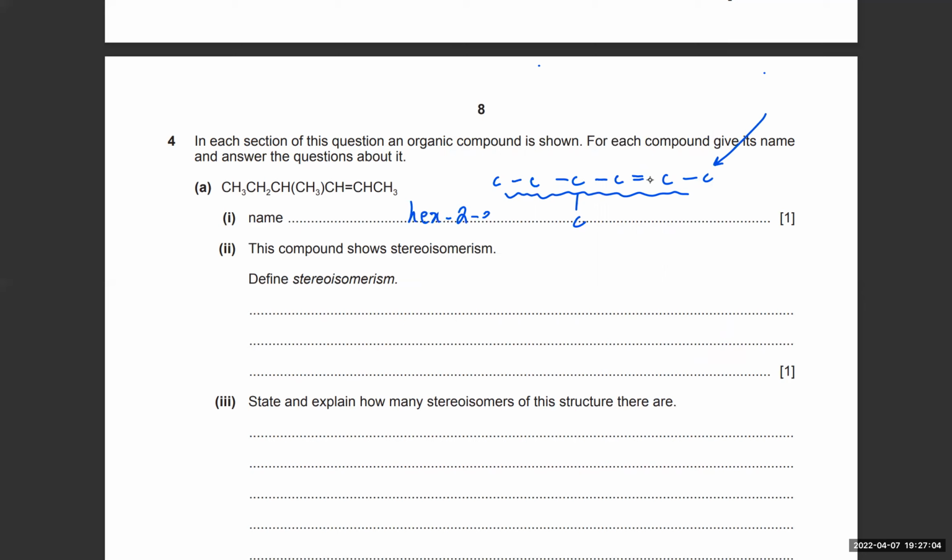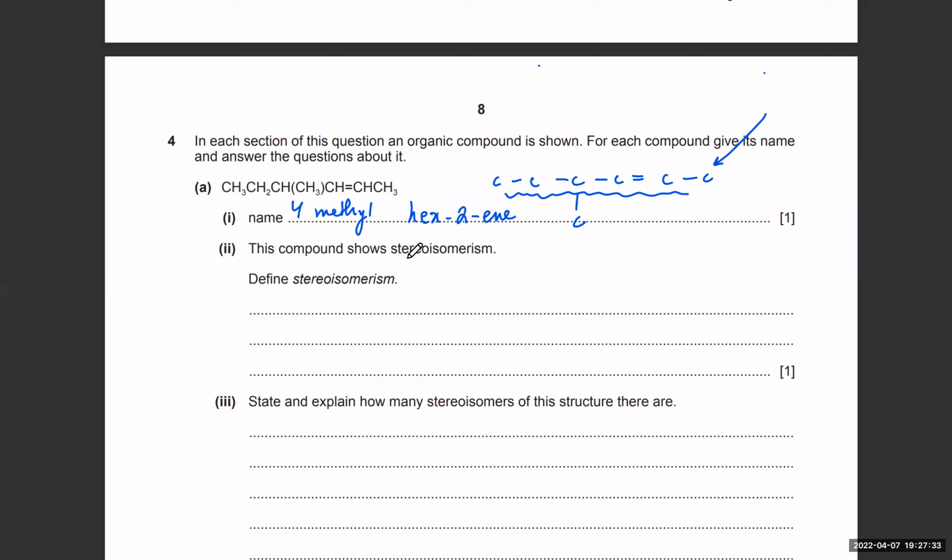What about the branch? You've got a branch as well. At what position? 4 methyl. Okay, so this is going to be 4-methylhex-2-ene. And remember precedence, make sure you remember the precedence order. Numbering is always done to give a smaller number to the most important group.